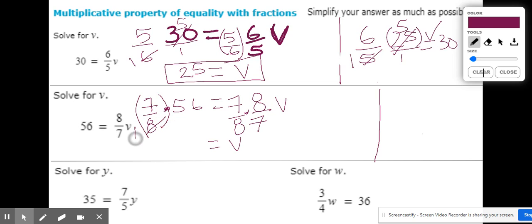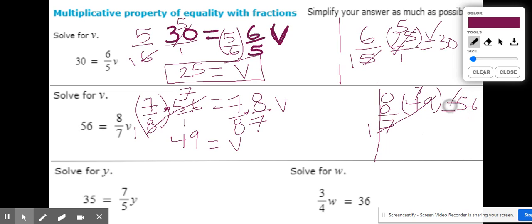So 8 divides into itself once. 8 divides into 56 7 times. And now I can just say 7 times 7 is 49. Whew, that's a lot nicer, isn't it? And let's check our work. So this should mean that 8 over 7 times v, which is 49, so times 49, should equal 56. And we can see here that we can reduce these. 7 divides into itself once, 7 divides into 49 7 times, and 8 times 7 is 56. It works. So this is in fact our solution.